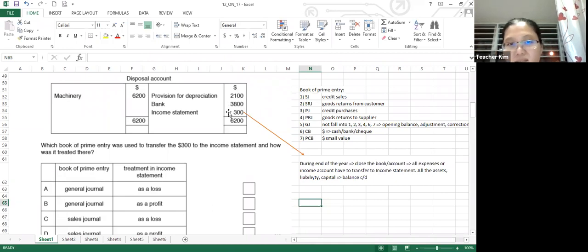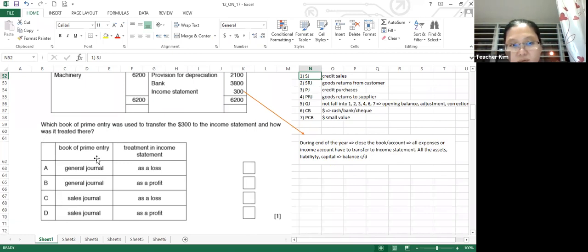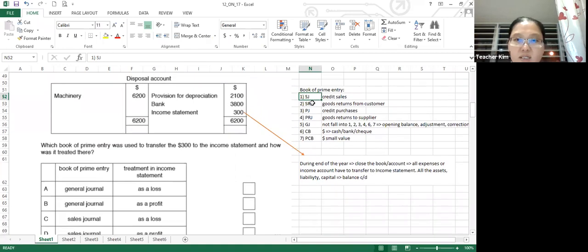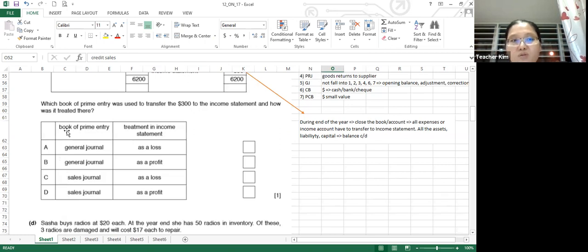So in this situation, which book of prime entry do you think we use in order to close it? What book should you use? Here there are only two choices: general journal or sales journal. So which one do you think? The sales journal is to record credit sales. Is this related to credit sales? If yes, then it could be. If not, then it is definitely not the sales journal. This is not about sales, not about goods, so we cannot take the sales journal. So you answer either A or B.